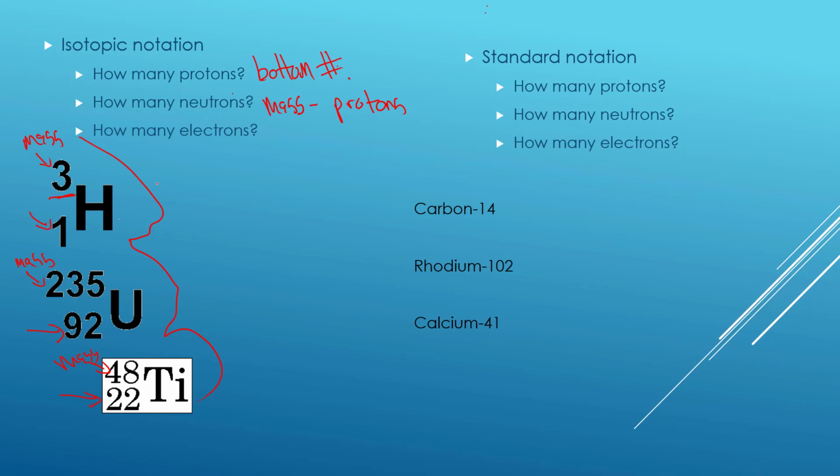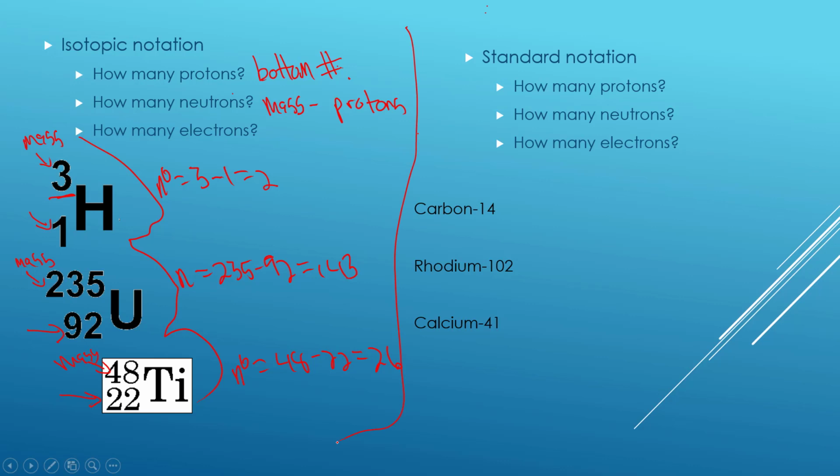For this one, neutrons equals 3 minus 1, which is 2. For this one, remember, mass minus protons is neutrons: 235 minus 92. It's the first day of summer, I'm being lazy, I'm busting out my calculator. A little bit of shame in that, but not much. 143. Neutrons equals 48 minus 22. I'm feeling smarter now. Summer's over. 26. This is isotopic notation.